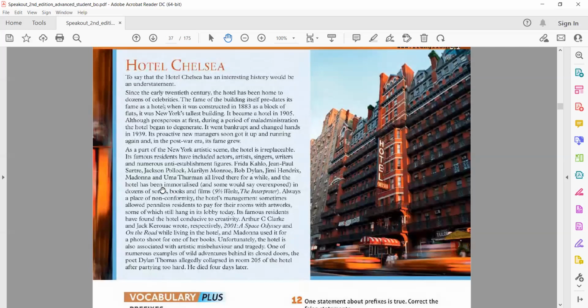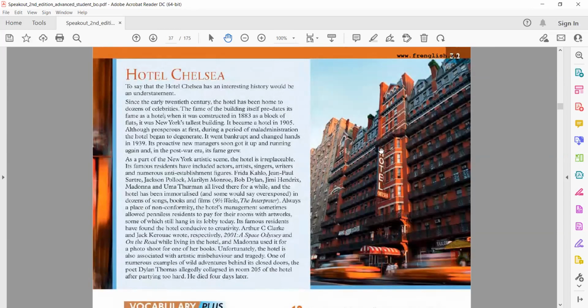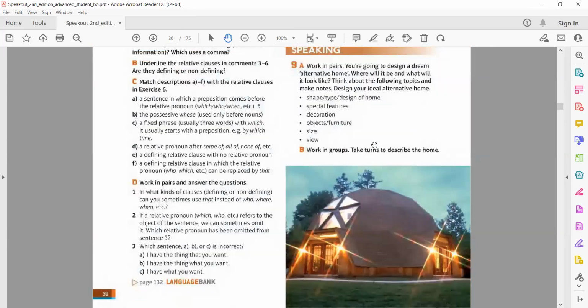Interesting information about a hotel in New York, and interesting information about so many houses and places we read about today. So I believe this would be the end of our lesson today. Do you have any questions? Do you have any inquiries?